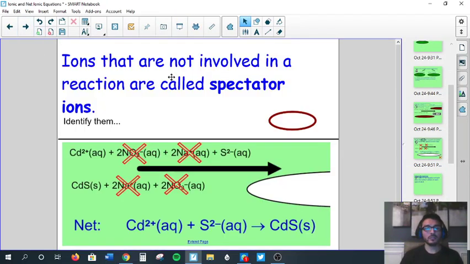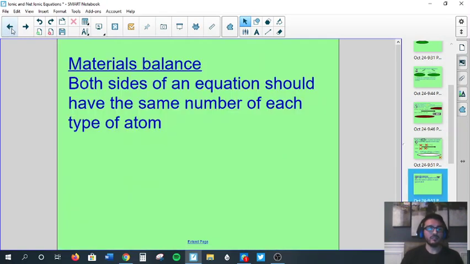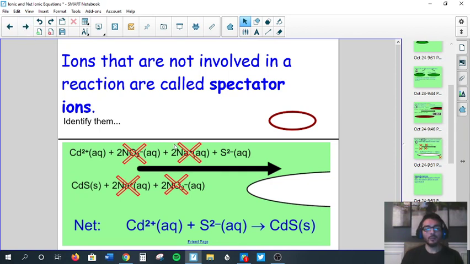Okay, so ions that aren't involved in the reaction, this isn't anything new, what I have on this half of the slide. It's just a screenshot of this. Whatever you've crossed out, those are called spectator ions. So let's circle those. We have nitrate here that appeared on both sides. We also have sodium that appeared on both sides. Those are called your spectator ions.